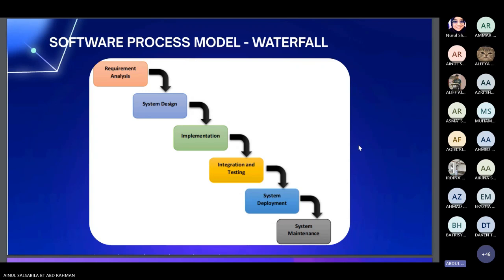Okay, in this project, we follow the waterfall software process model, which progresses sequentially through phases, starting with requirement analysis, then moving to system design, followed by implementation, integration, and testing, system deployment, and finally system maintenance to ensure long-term functionality and updates.